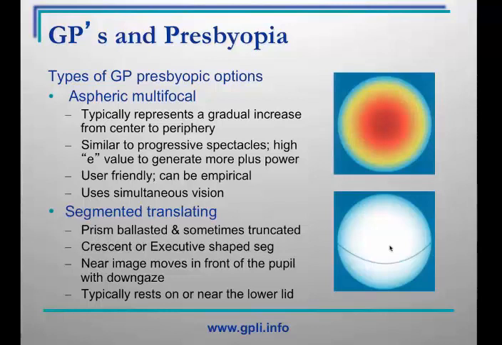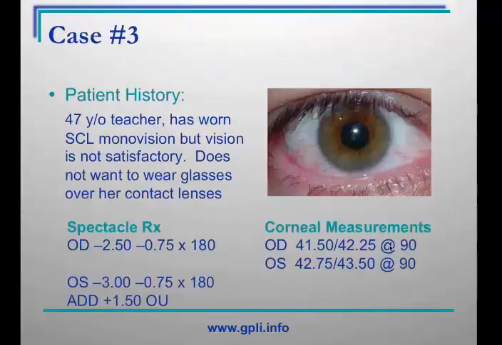So here's case 3. This is a 47-year-old teacher who has worn soft lenses for monovision, but is simply not satisfied with the vision. She doesn't want to wear glasses over her contact lenses. You see the refractive information. This patient is myopic, with a relatively low add. The corneal cylinder, as you see here, is essentially equal to the refractive cylinder. So this is a good GP patient.